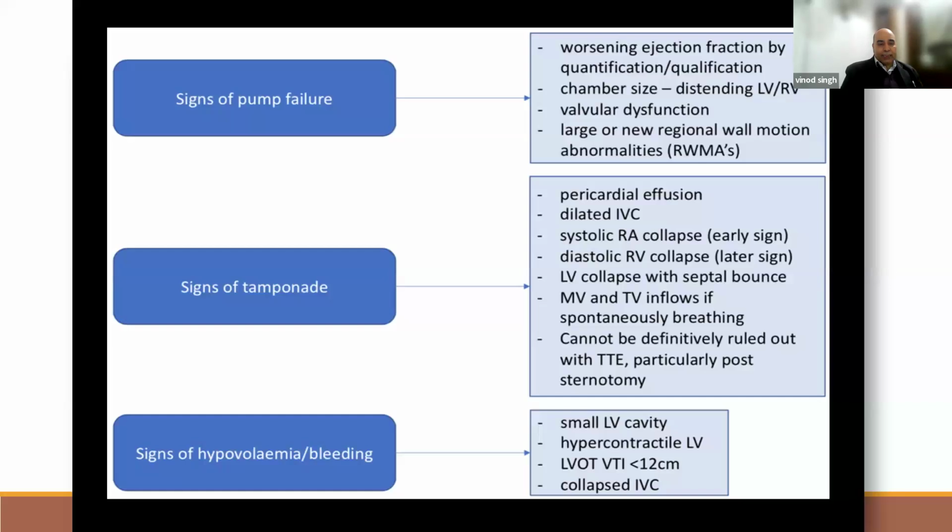The loss of pulsatility could be due to hypovolemia and bleeding also, with a small LV cavity, hypercontractile LV, LVOT VTI less than 12, and collapsed IVC. So what I'm trying to convey to you is that in an ECMO patient, a loss of pulsatility could be a sign of pump failure, cardiac tamponade, or hypovolemia. By clinical examination, you cannot do anything. So you have to do an urgent echo, find out what the reason is, and then you have to intervene.